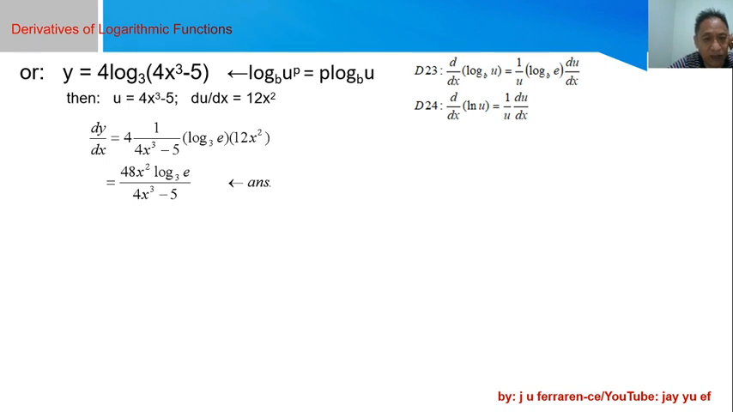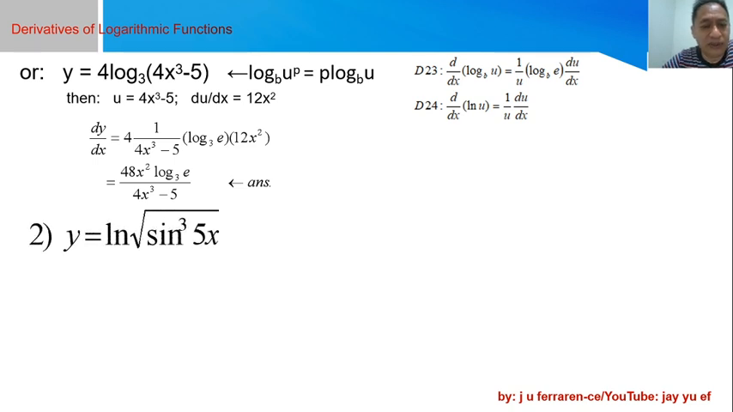So we have 4 constant factor, and we have 1 over u. So 1 over u, our u is the 4x cubed minus 5, the logarithm of e base 3. So multiplied with the derivative, the du dx, which is 12x squared. Taking the product, we have 48x squared logarithm of e base 3 over 4x cubed minus 5 as our derivative.